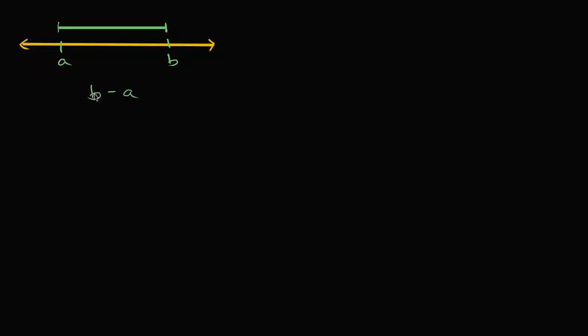But I was only able to know to do B minus A because I knew that B was greater than A. This is going to give me a positive value. What if I knew that A was greater than B? Well, then I would do it the other way around. So let me draw another number line right over here. And in this world, I'm going to make A greater than B. So this is B, that is A.